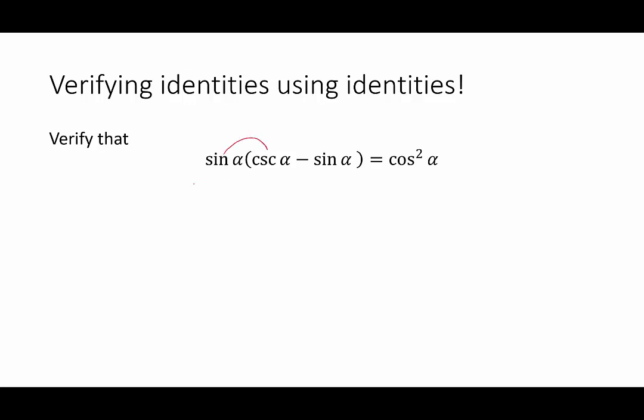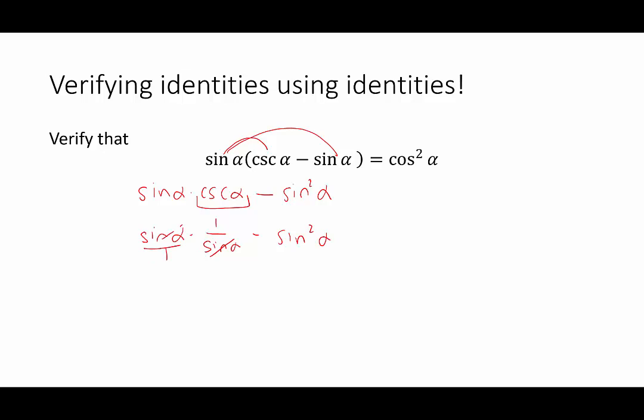If I distribute sine of alpha, I have sine of alpha times cosecant of alpha minus sine alpha times sine alpha, which will be sine squared alpha. Now what? Well, cosecant alpha is the reciprocal of sine, so this is sine of alpha times 1 over sine of alpha minus sine squared alpha. If I put sine of alpha over 1, look what happens: those cancel each other out, because any number times its reciprocal is equal to 1. So then I have 1 minus sine squared alpha.